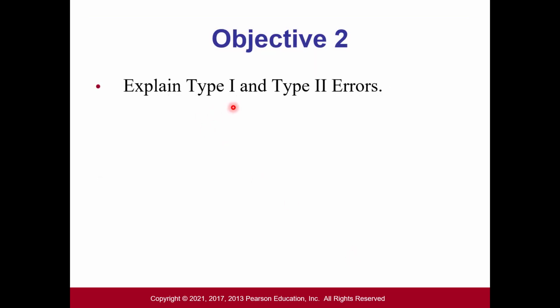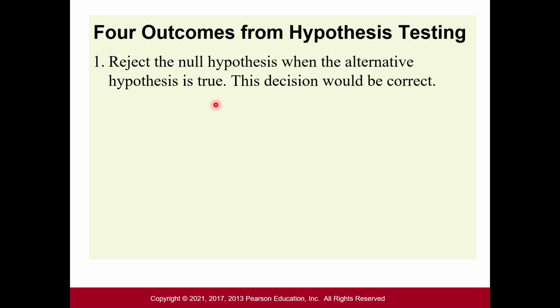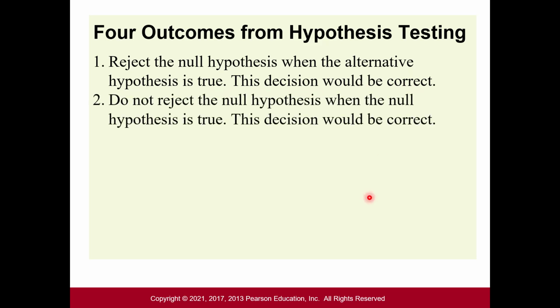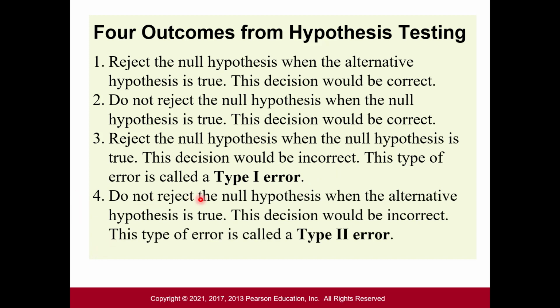All right, next let's explain type 1 and type 2 errors. So there are 4 outcomes from hypothesis testing. Here's number 1. We reject the null hypothesis when we find out that the alternative hypothesis is true. We would say that this would be a correct decision. Option 2, we don't reject the null hypothesis when we conclude that the null hypothesis is true. This would also be a correct decision. Number 3 is our first error, and that's when we reject the null hypothesis when the null hypothesis was actually true. So this would be considered incorrect, and we call this a type 1 error. And then number 4, we don't reject the null hypothesis even though we figured out the alternative hypothesis is true. This would also be incorrect, and we call this a type 2 error.